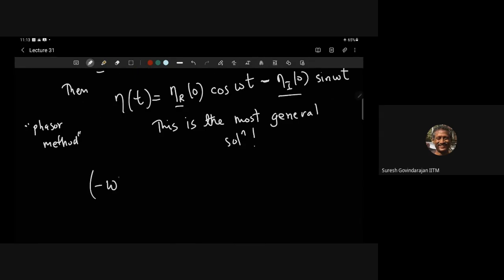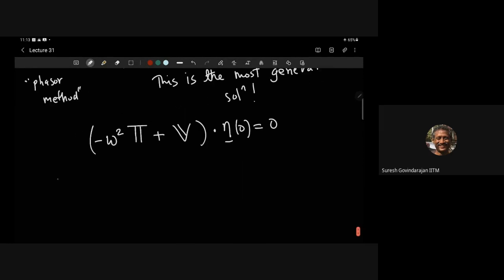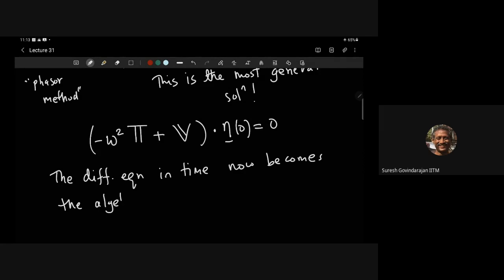what we will get is a very nice equation, which will say something like this: minus omega square T plus this matrix V acting on eta 0. So the differential equation in time now becomes an algebraic equation. The key point here is that eta bar of 0 shouldn't be 0.